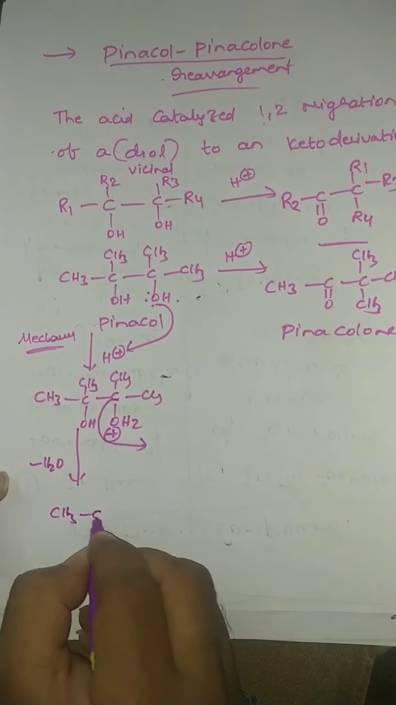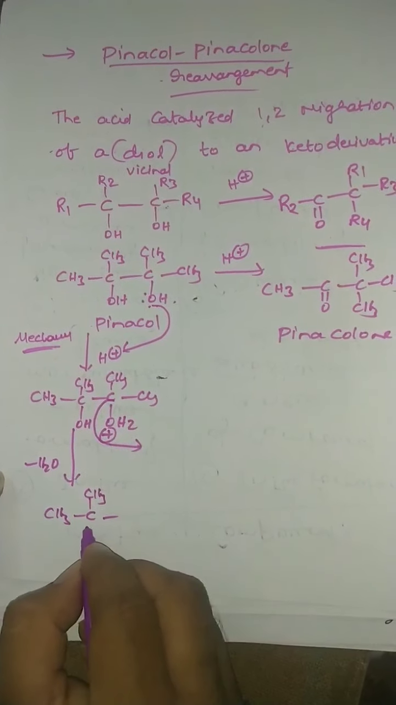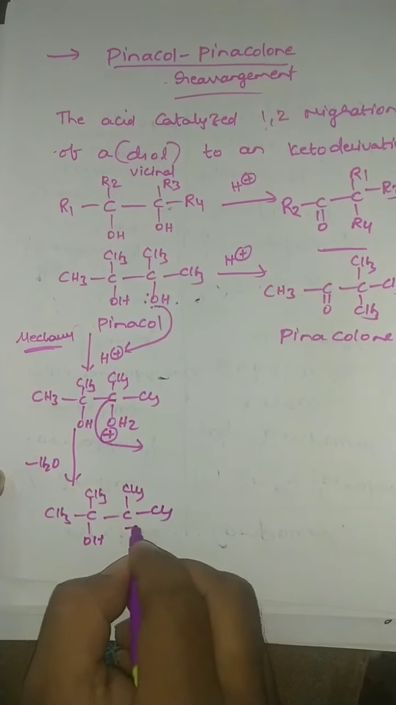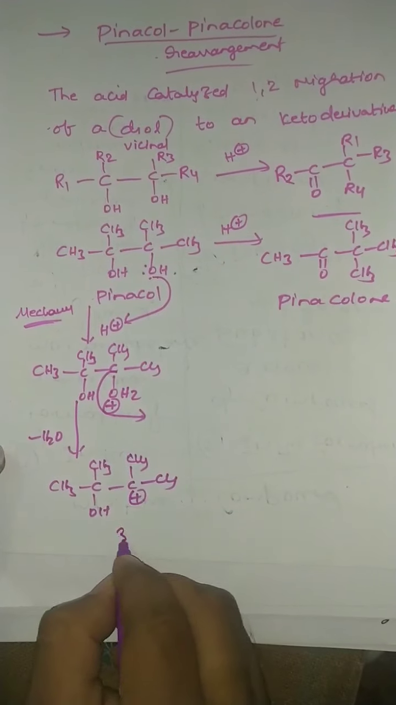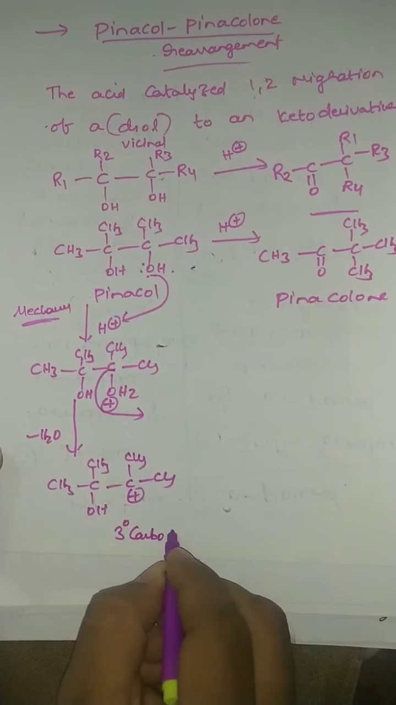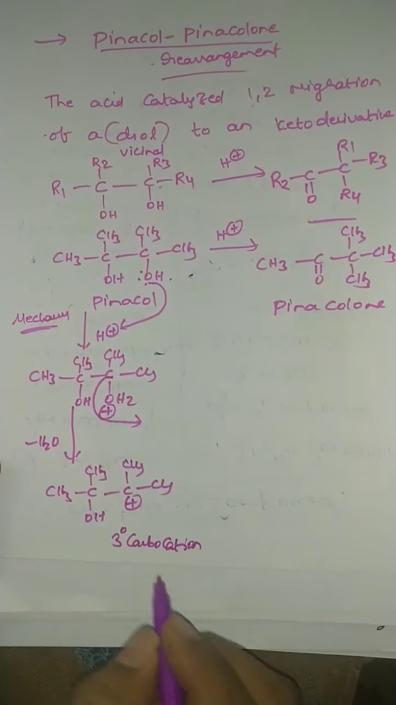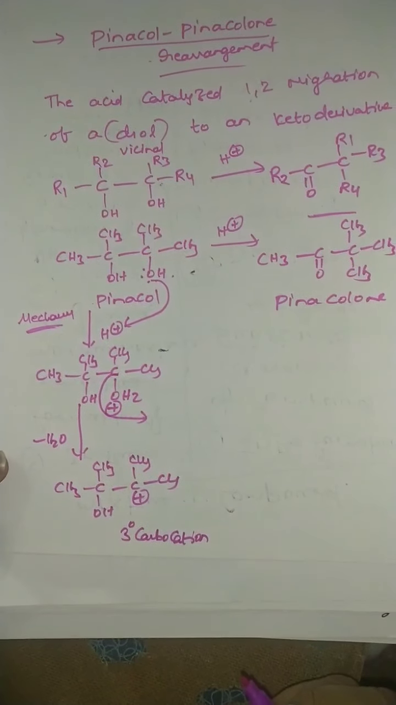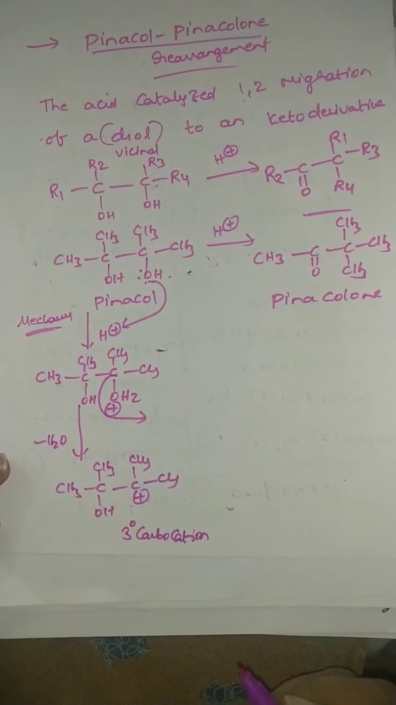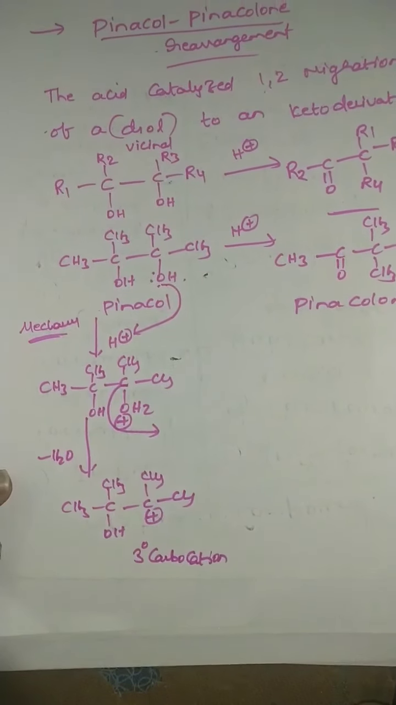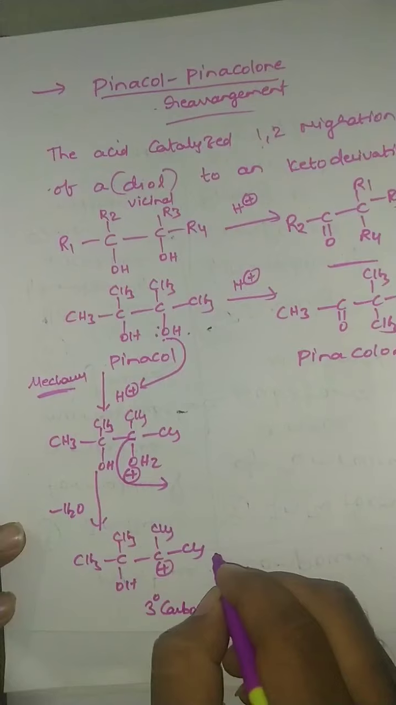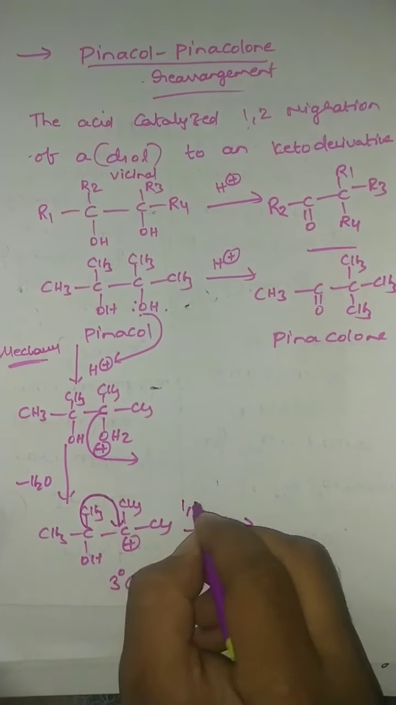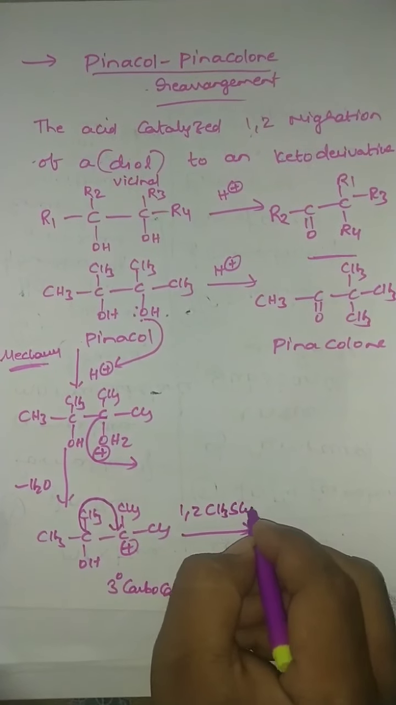So CH3, OH, CH3 plus. So this is a carbocation. Tertiary, already you know a tertiary carbocation is more stable. Even then, you have to check, is there any other possibility of a more stable carbocation than this? Is there any possibility of a more stable carbocation than this? So here a shift takes place. A 1,2 methyl shift. Already you know this type of shifts.